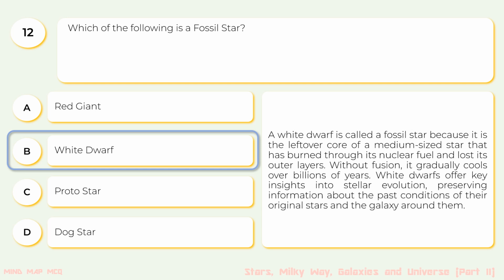that has burned through its nuclear fuel and lost its outer layer. Without fusion, it gradually cools over billions of years. White dwarfs offer key insights into stellar evolution, preserving information about the past conditions of their original stars and the galaxy around them.